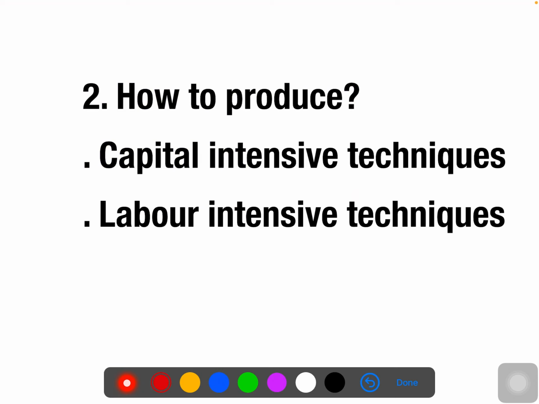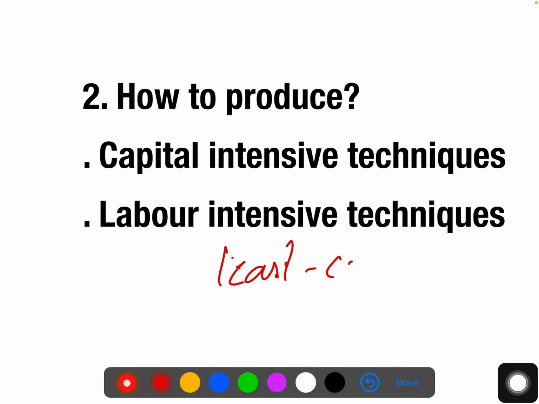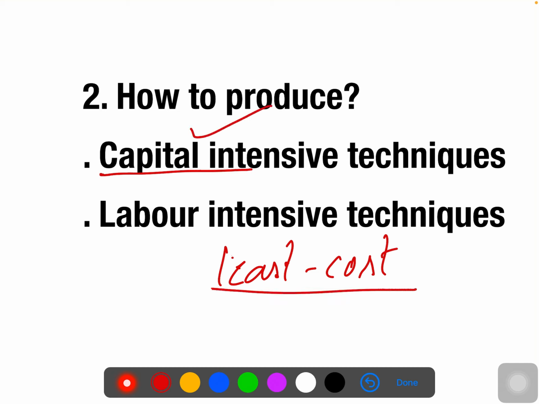Next one here, how to produce. In this case, being a producer in a capitalist economy, they'll think about which is the least cost method. Least cost means if using more machinery costs less, they'll go with capital intensive. If labor intensive is the least cost, they'll go with labor intensive. If I'm producing cloth, with the capital intensive technique the cost is 10 rupees, and with the labor intensive technique the cost is 12 rupees.